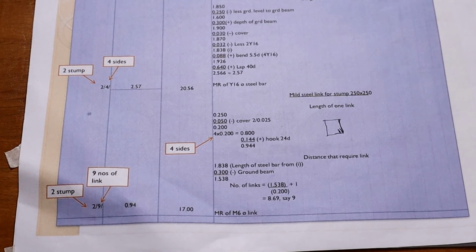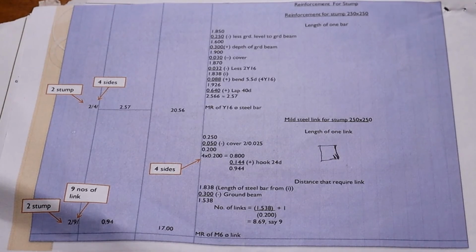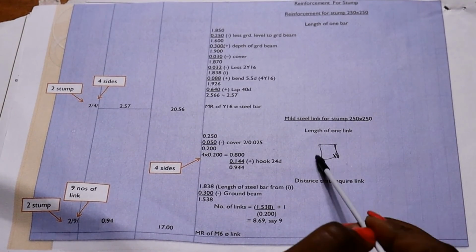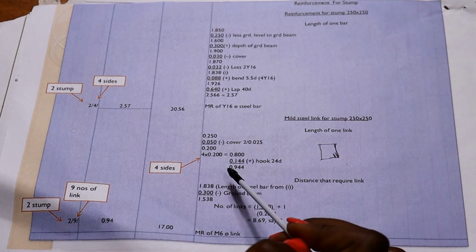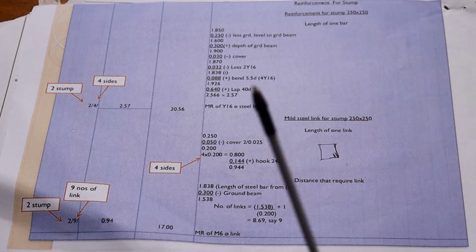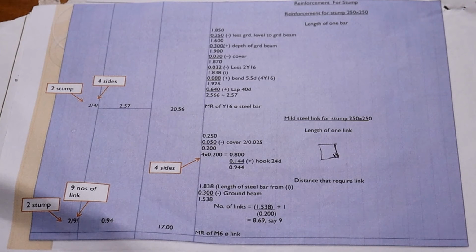One hook, we shall use 24D. So if it's a diameter of D6 for the stirrup, we shall use 24 times 0.006. So the total length of the stirrup shall be 0.944. The total length of the bar that we shall require to do one stirrup is 0.944.